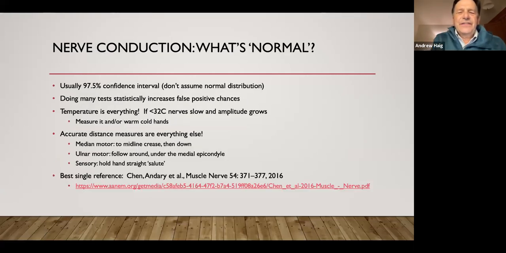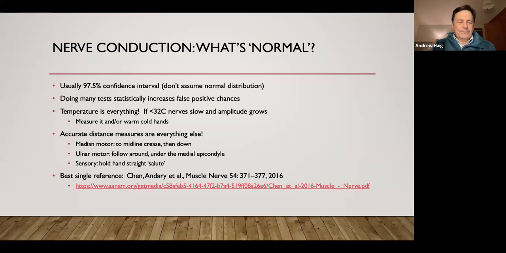So here's another sophistication, and it goes back to your statistics class, right? There's an article that I'll cite at the bottom, by Mike Andary, Dr. Chen and others, that's a reference that you can actually pick up and print off and keep in your lab. It's got the review of all the references for the most common studies. It's a really neat article to keep, okay?